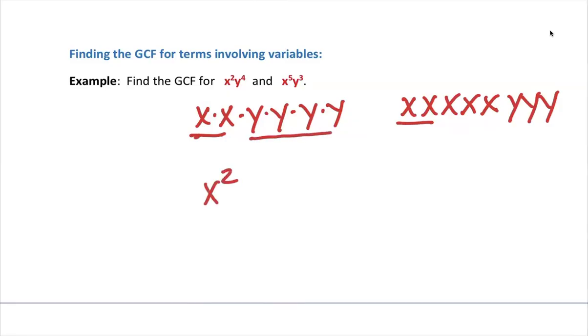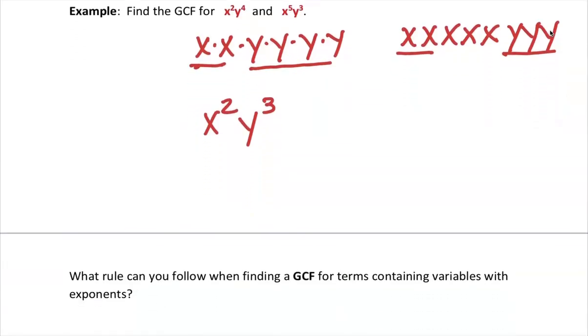This has y to the fourth. This has y to the third. The most that we can get out of both of them would be three of them. This has three. It has another one, but this one doesn't have that extra y, so they don't both have it. And for it to be common, they both have to have it. So x squared, y cubed would be the variable parts for these GCFs.